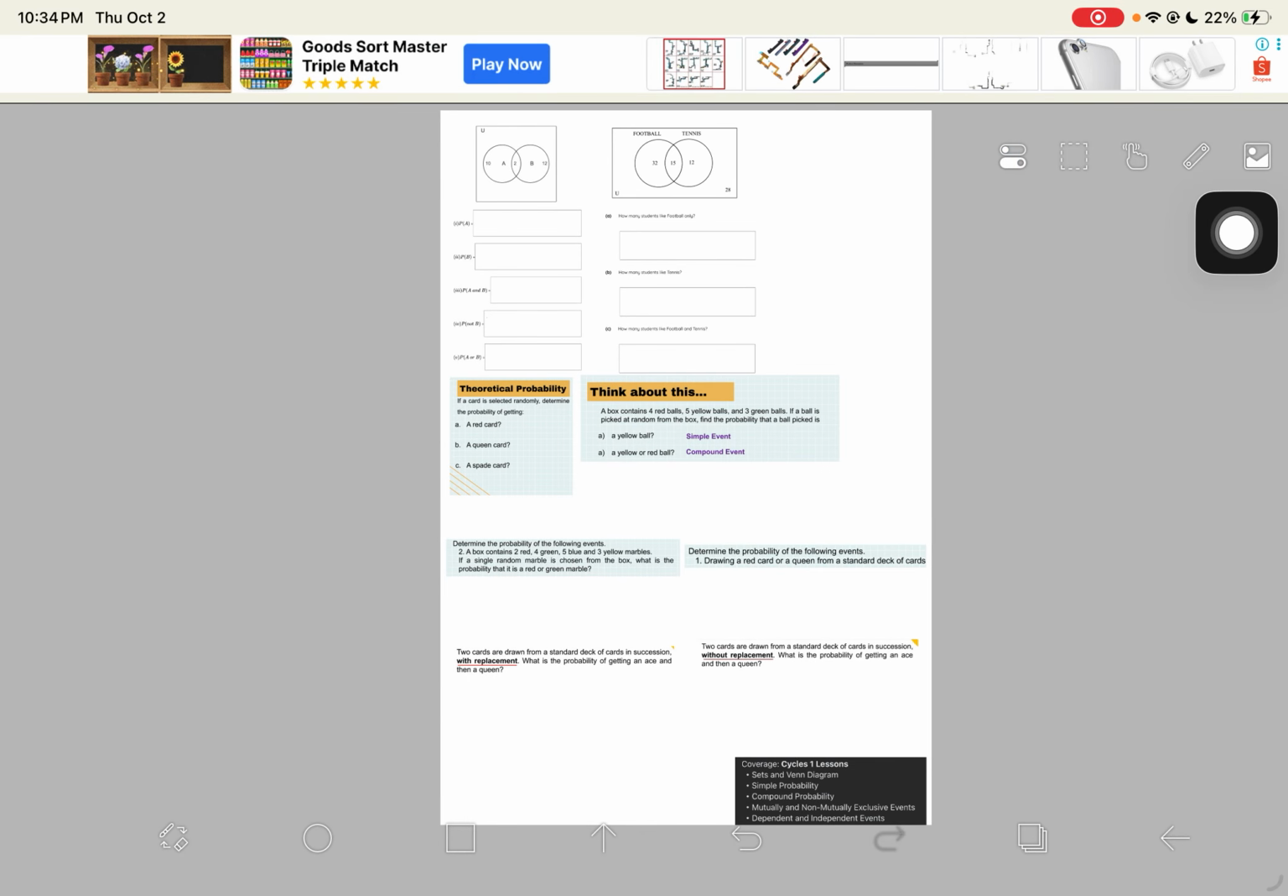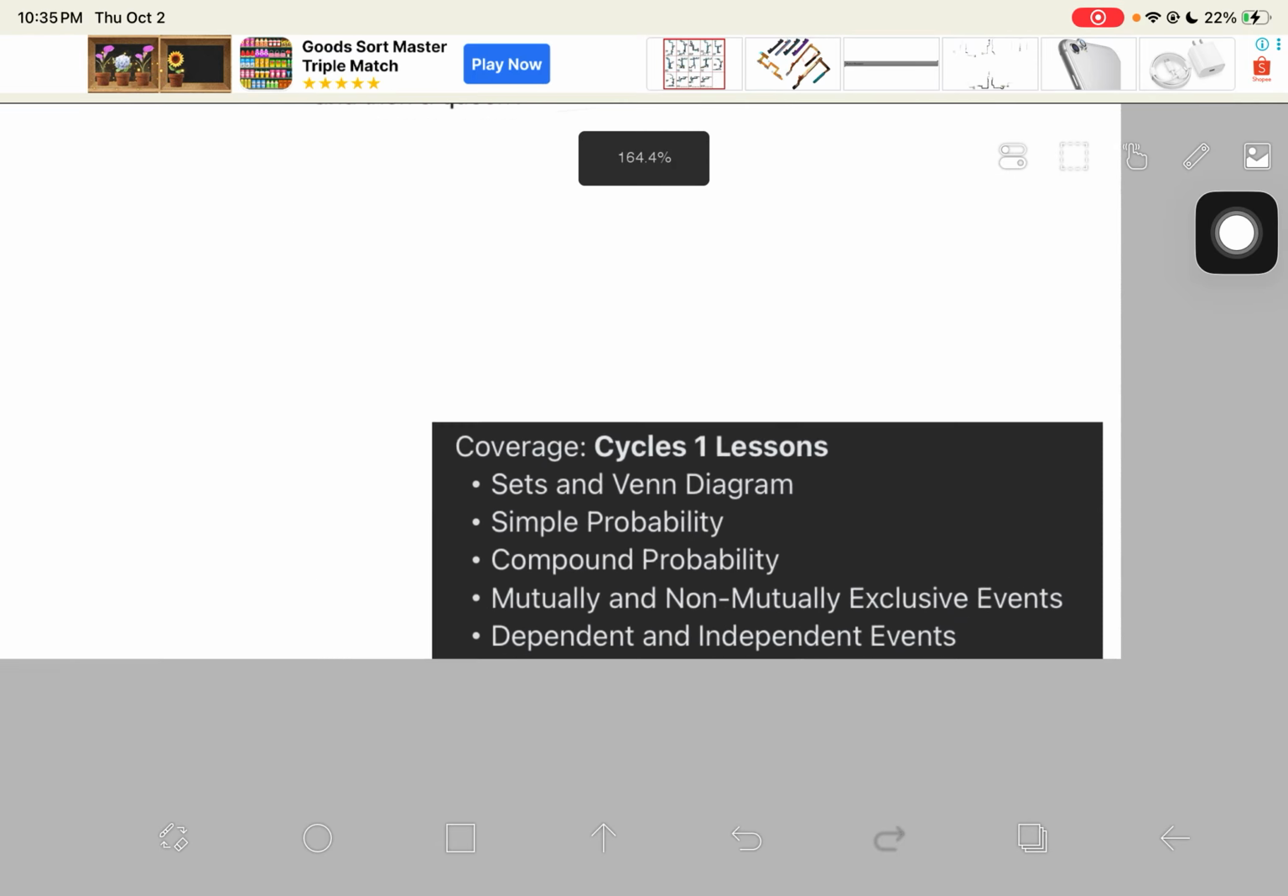Alright, so this is probably going to be the shortest study guide ever. But yeah, I think we're going to be breaking another record. So, we're going to be talking about Venn diagrams, sets, and types of probabilities and events. Despite it sounding like a lot, it's literally just this.